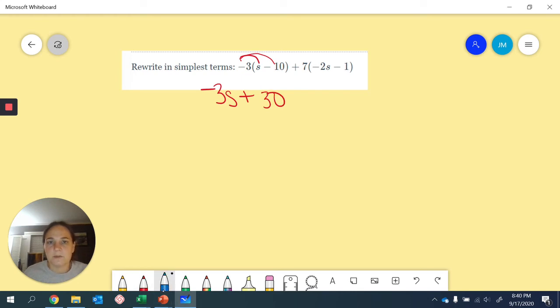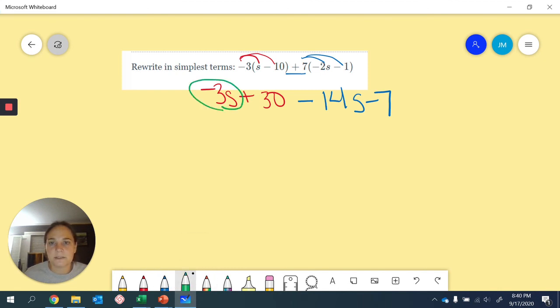Now I'm going to do positive 7 to both. So positive 7 times a negative 2s is negative 14s. Positive 7 times a negative 1 is negative 7. Okay, so now we have to combine our like terms. So I'm going to find my s's.